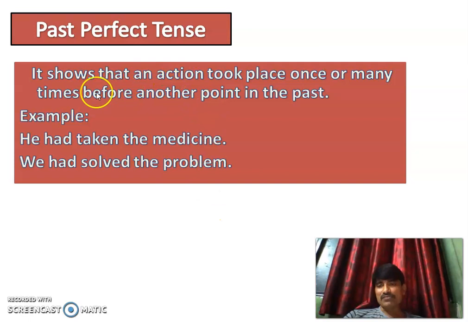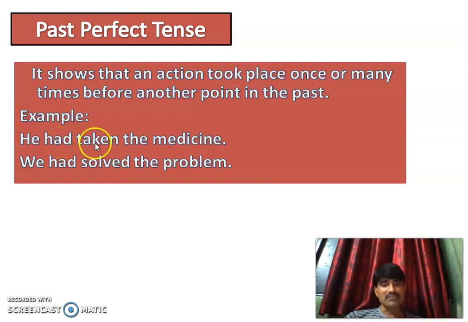Then comes past perfect tense. It shows that in the past itself the action was over. In the past itself. For example, he had taken medicine. We had solved the problem. Had is the past tense form of to have, and taken or solved are the past participles. The past participle form of the verb is used in perfect tense. Had is the past tense form.